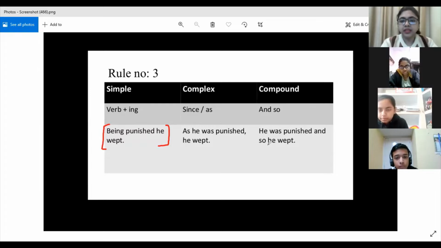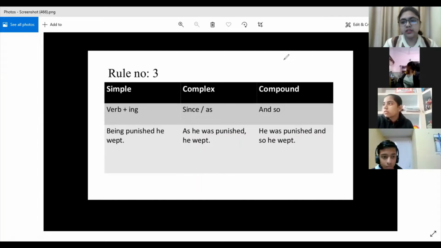Like here, he was punished is an independent clause. He wept is also an independent clause, right? As he was punished is a dependent clause. He wept is an independent clause. So that also you have to keep in mind, that you have to have these two types of clauses in a sentence. And when you are asked to change a complex sentence into simple sentence, then you will have to reduce that sentence into one independent clause. Okay.